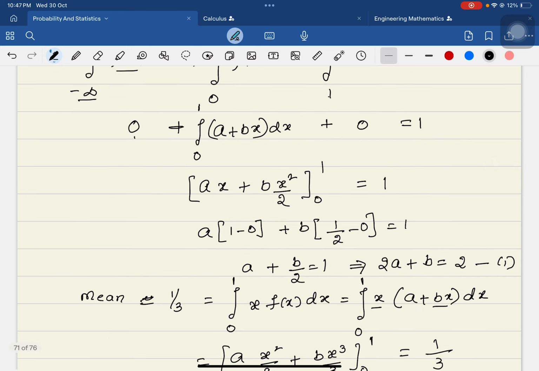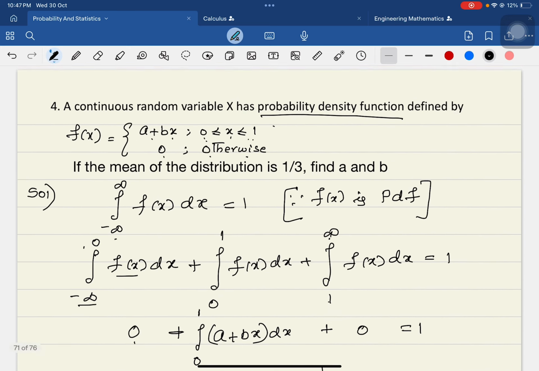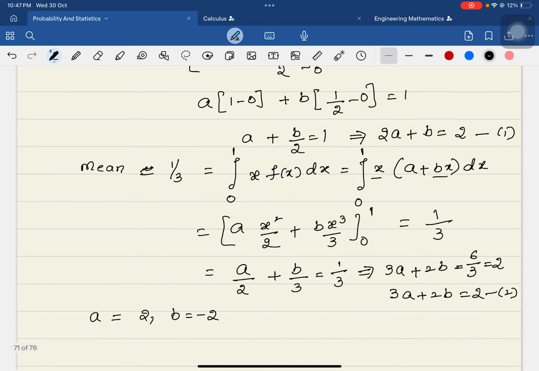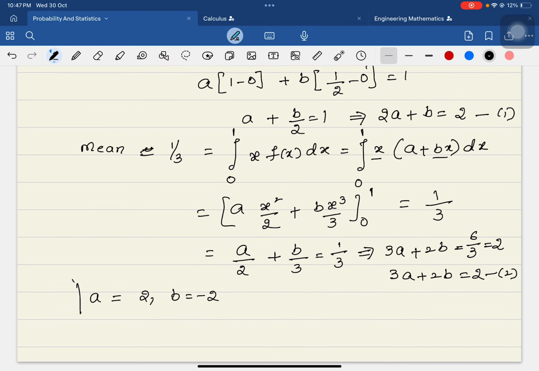So we got the values of a and b. When the mean is given, to find the values of a and b, the hints he has given you are one, a function which is a probability density function, and the other, the mean. With the help of these two equations, we got the solutions. So this is the answer for the values of a and b.